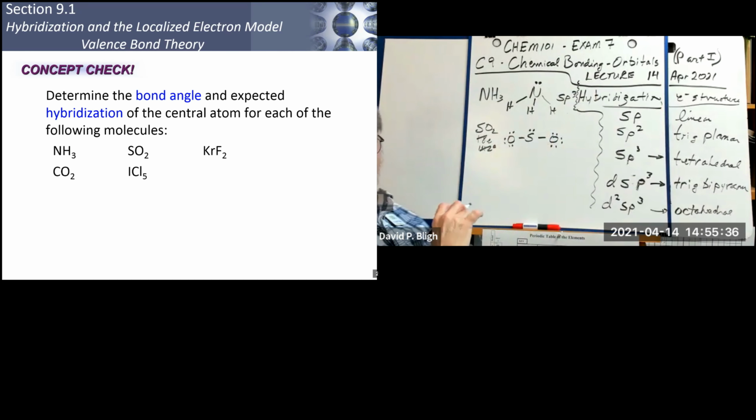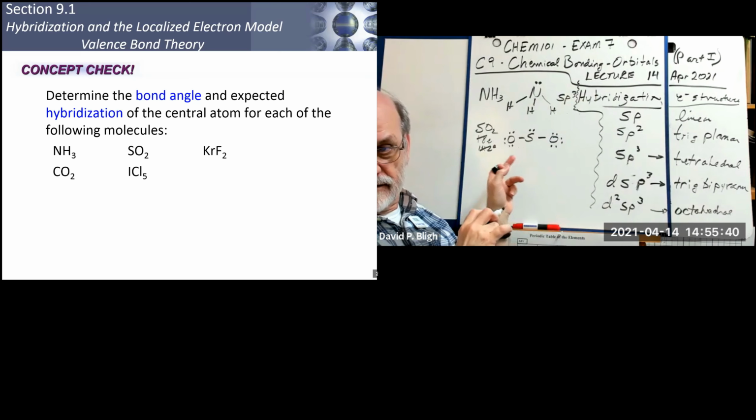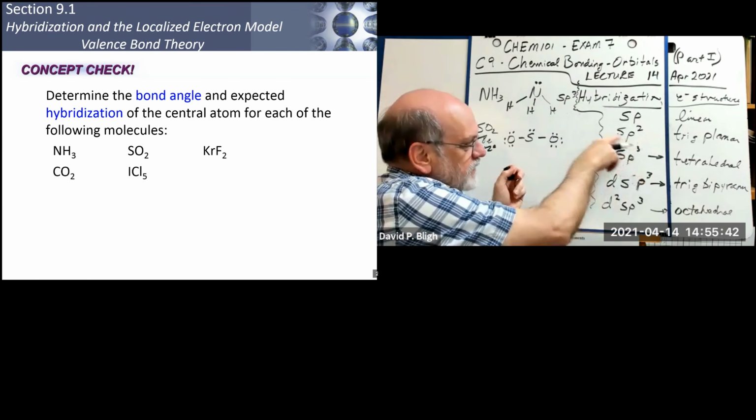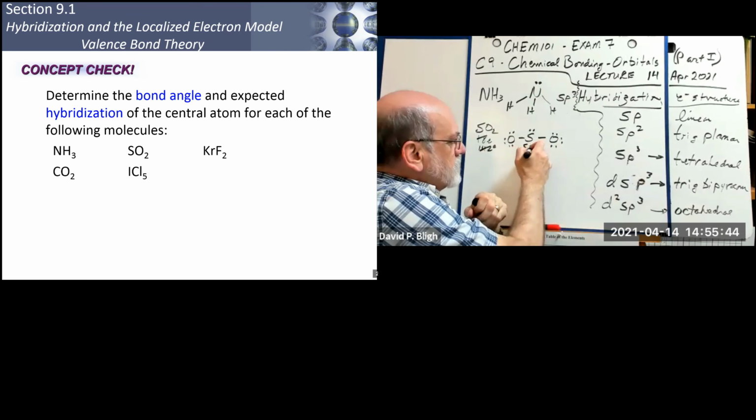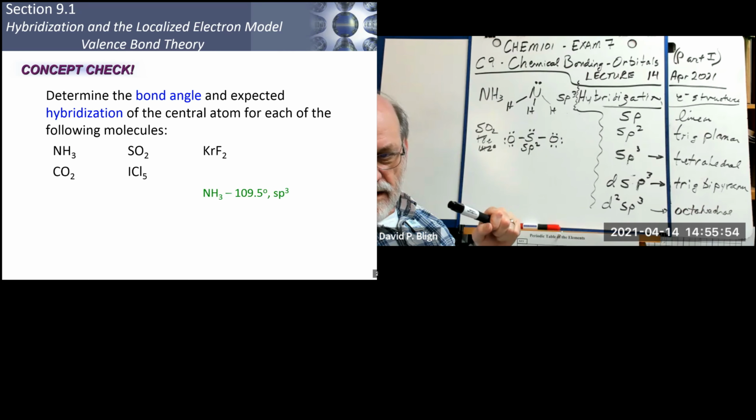Okay? So around the central atom, we have trigonal planar. Trigonal planar means sp2 hybridization. And the bonds are going to be 120 degrees.